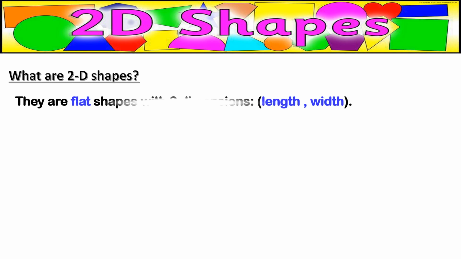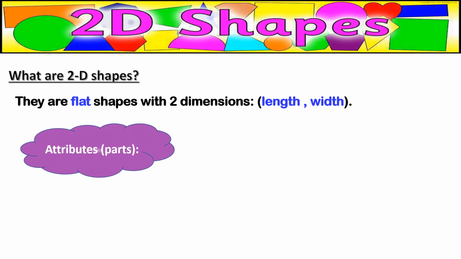2D shapes are flat shapes. What is the meaning of flat? Flat means if we put this 2D shape on a paper, we can't see a volume. It will not have a height. It will be the same as the paper. So they are flat shapes with 2 dimensions. 2D, 2 dimensions, which are length and width.